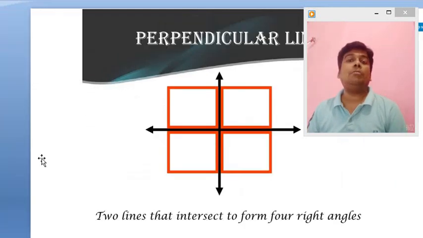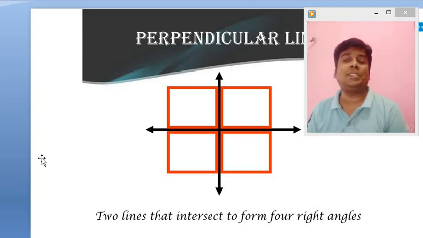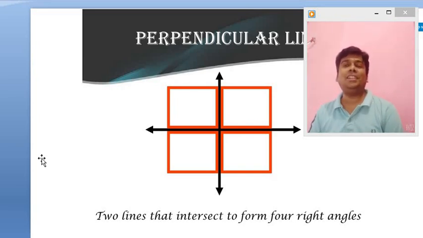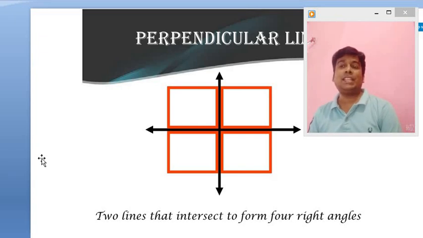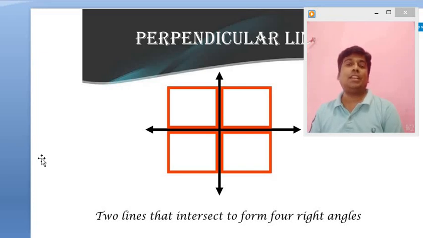Now, what are perpendicular lines? A line is said to be perpendicular to another if it stands making an angle of 90 degrees. So, see here an example of two perpendicular lines is given. When a line is perpendicular to another, it forms an angle of 90 degrees, and if one angle is 90 degrees, automatically all the four angles will be 90 degrees. So you can see two lines that intersect to form four right angles are called perpendicular lines.